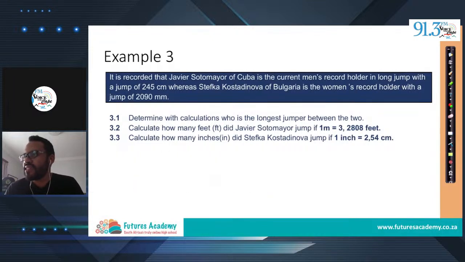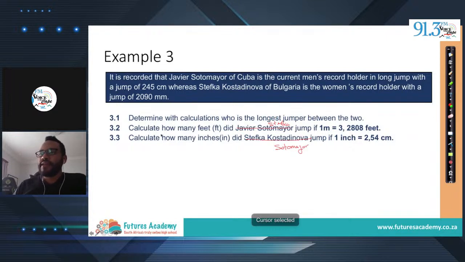I do apologize, I did something earlier. Let me just do that again for us. What I did was I said this question needs to be Stefka, and that's what I'm missing over there. And this one needs to be Sotomayor, just so that our solutions also make sense. Now, calculate how many feet did Stefka jump if 1 meter is 3.208 feet. Once again, what I need you to remember is a meter contains 3.208 feet.